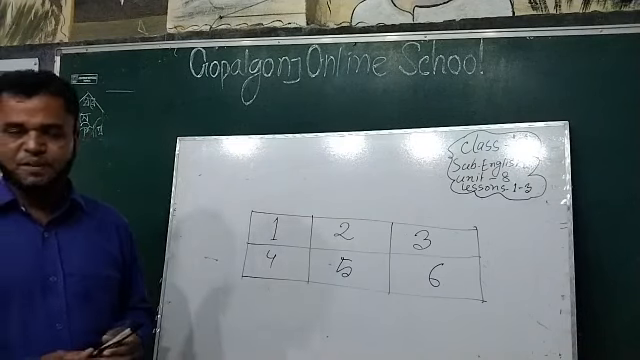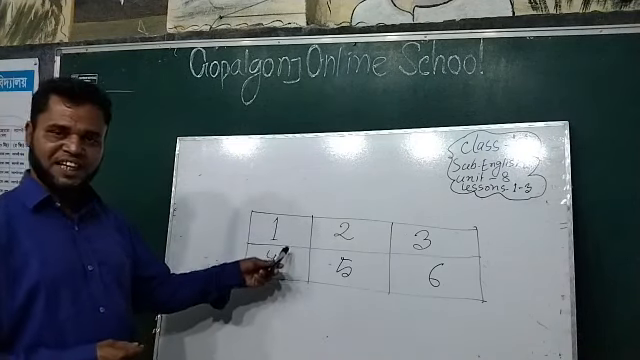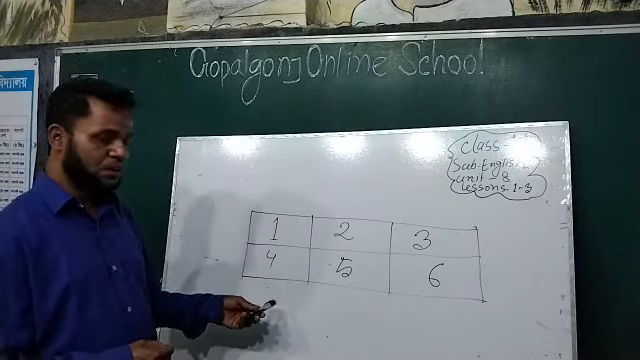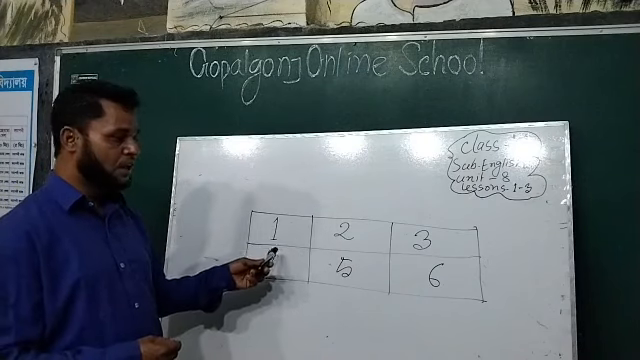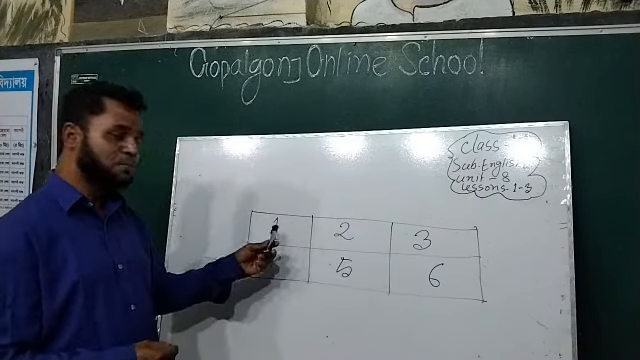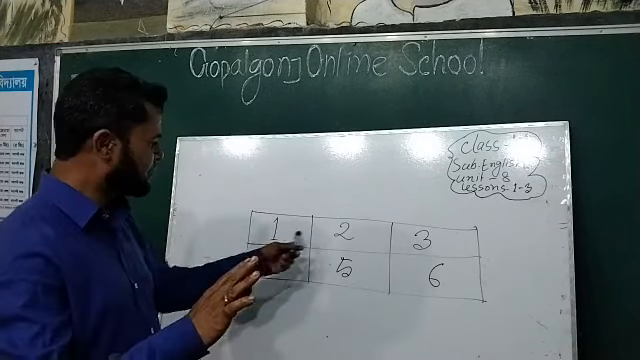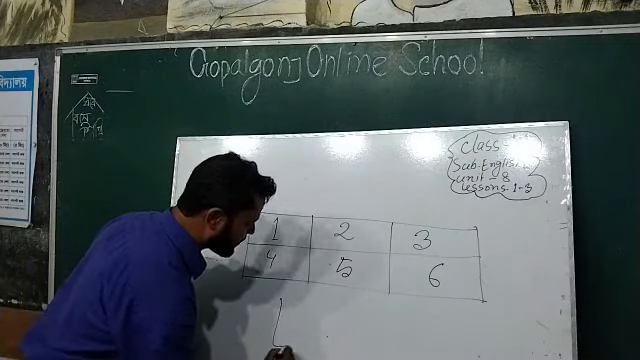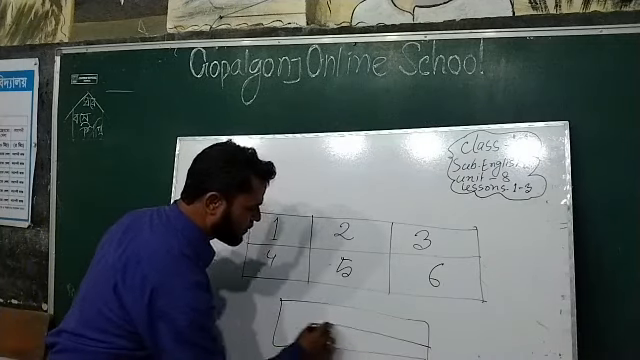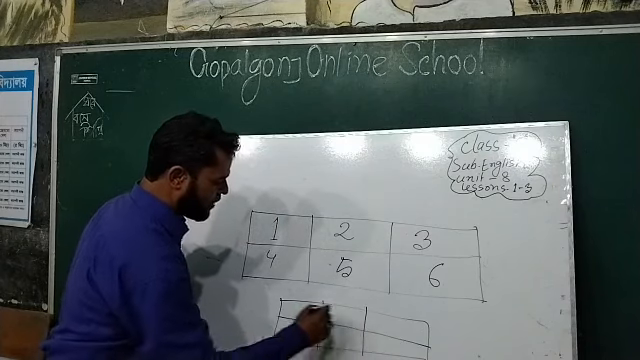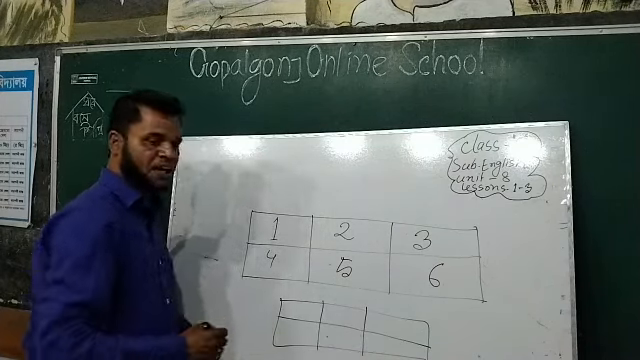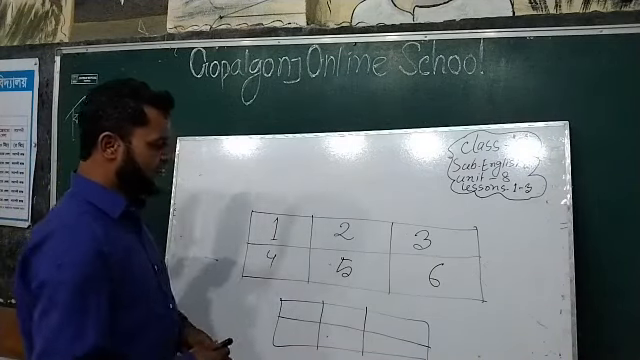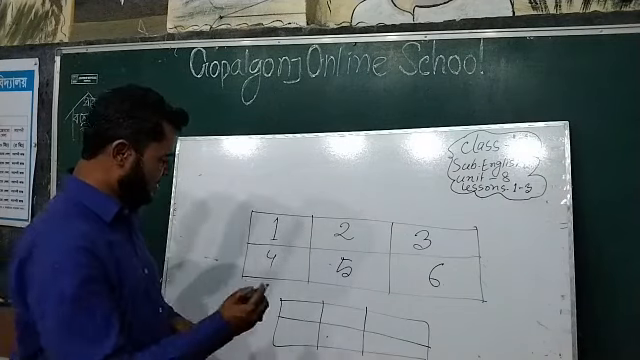Students, at first you have to draw this chart, only this chart, and you have to write any four numbers in the box. Any four numbers you have to write in your box like this. Look at me. One, two, three, four, five, six. You have to draw this chart, and write any four marks like this.